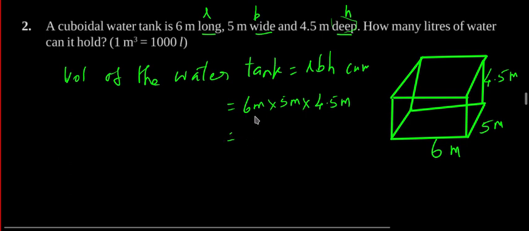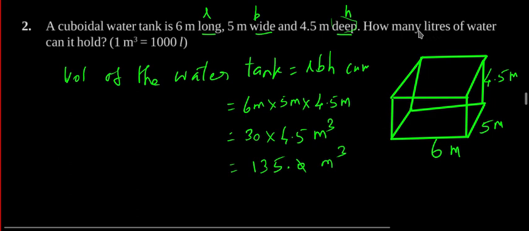So if you multiply, what will you get? 6 5s are 30, 30 times 4.5 meter cube. Meter into meter into meter becomes meter cube. So 30 into 4.5. If you multiply, 3 5s are 15, 3 4s are 12 plus 1 is 13, and 1 0. This decimal point, this 0 will go. So 135 meter cube is the volume of the water tank.